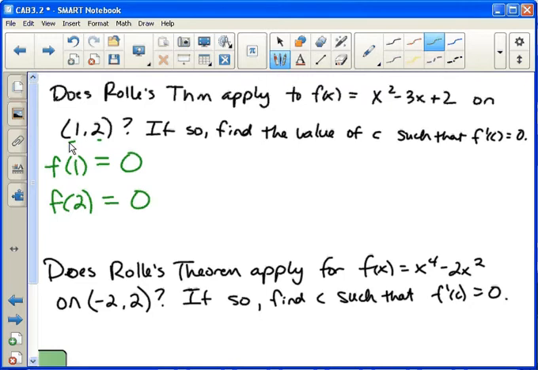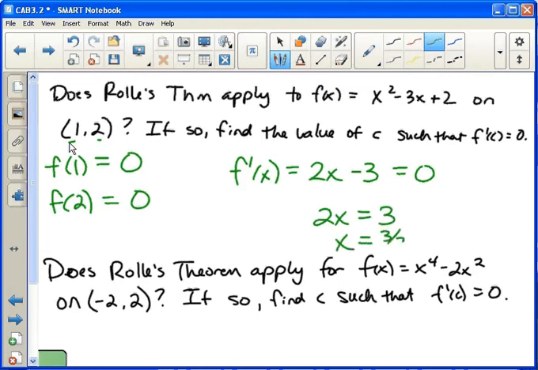So that tells us by Rolle's theorem that we are guaranteed to have a place where the derivative equals 0. So now we just need to find that spot. We'll take the derivative of the equation, set it equal to 0. Add 3 to both sides, and divide both sides by 2. So at x equals 3 halves, or you could call that c if you want, the derivative equals 0.